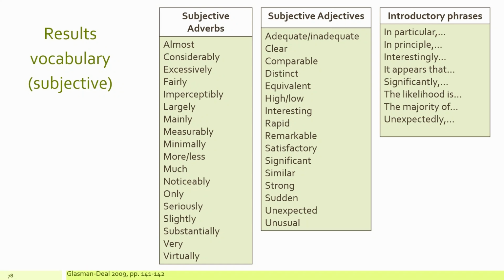Remember that adjectives can often be turned into adverbs by adding -ly, and vice versa. You can see in this way that some of the adjectives make good introductory phrases or transition words to begin a sentence with. For example, interestingly, significantly, unexpectedly. As I mentioned on the previous slide, high and low are subjective, so they're on the adjective list here. This vocabulary is mainly for presenting results and perhaps commenting on them. See Glassman-Deal's book for much more specific vocabulary for each step of the results section.